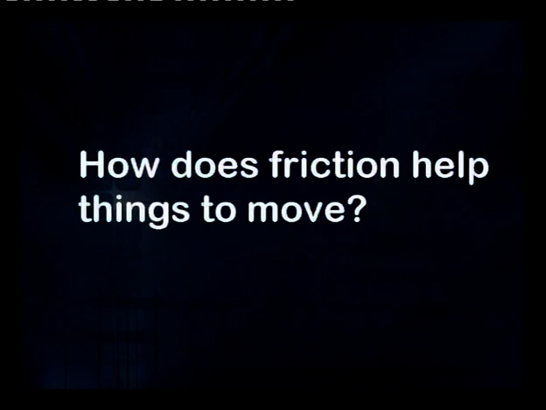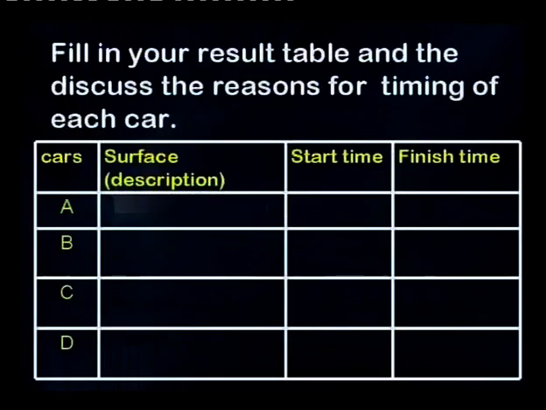As you are doing this activity, always refer back to the problem that was given to you. What is the problem again? How does friction help things to move? That is what we are looking at or trying to find out. This is the table that you will have to complete. Fill in your result table and then discuss the reasons for timing of each car.